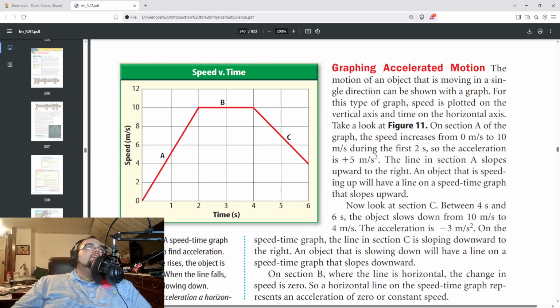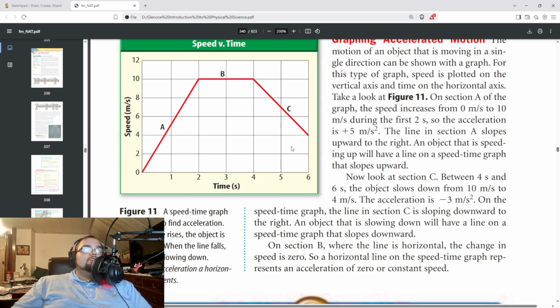So the motion of an object that is moving in a single direction, so that means going forward, can be shown in a graph. In this type of graph, speed is plotted on the vertical, the up-down, and time is on the horizontal, the left-right. Take a look at this figure.